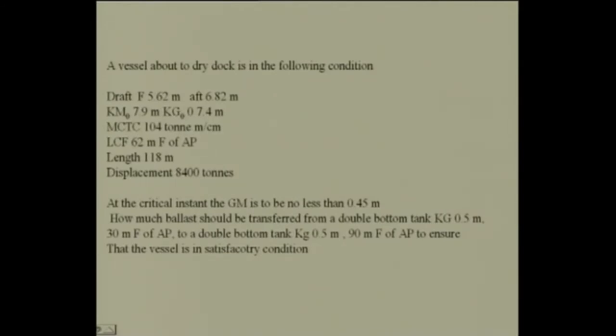Actually, this problem is slightly more simple in fact. You have your KM0 and KG0, that means G0, M0. Now, you are told that your GM should not be less than 0.45 meter. That means you can assume your final GM to be 0.45 meter. That is how you do it.